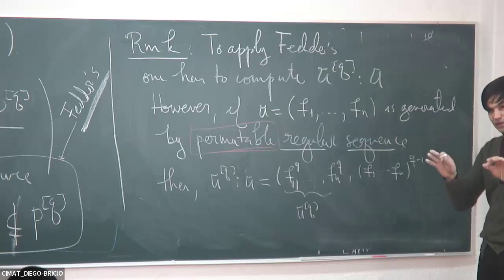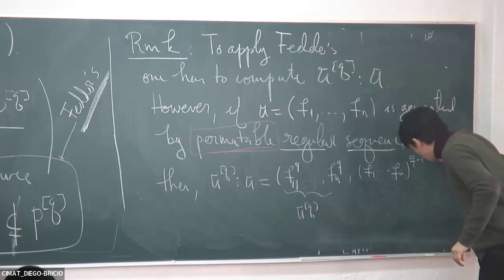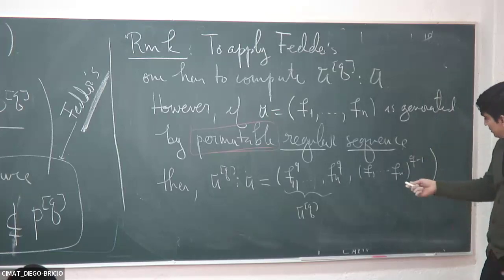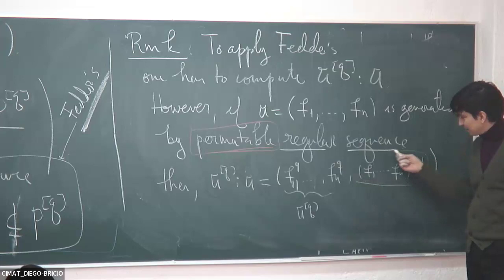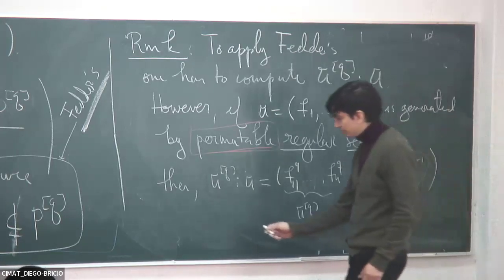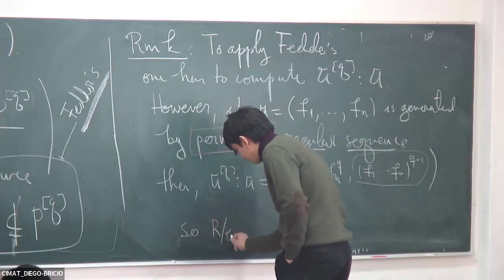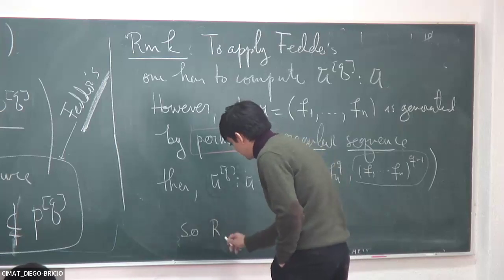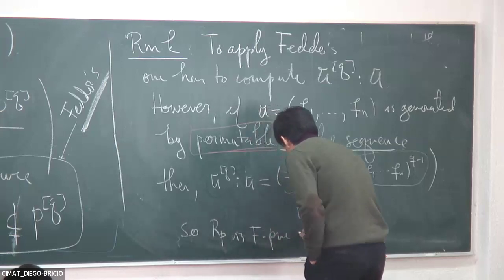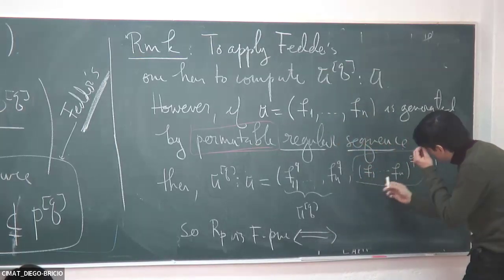In general, very hard. But if you are generated by a permutable regular sequence, then you can finish right there. And that's the magic. This element here dictates what's happening with Fedder's criterion. So R modulo A, the notation is R_P is F-pure if and only if all you have to do is to look at this element, right?